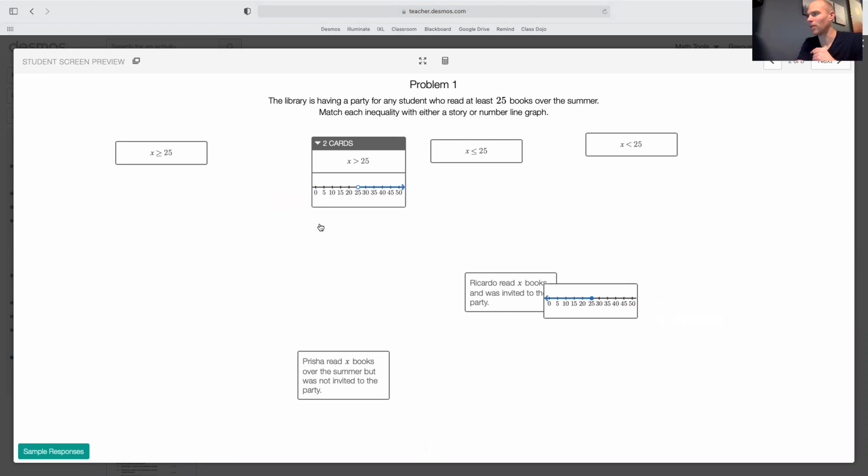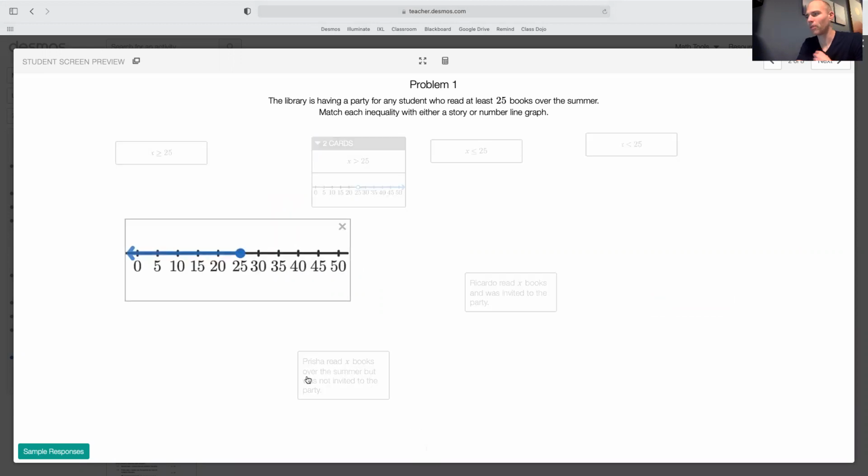Let's do the other number line one. So this one, you should see that the circle over 25 is colored in, or what a mathematician would call closed. And then all the values less than 25 are the ones shaded. So for this one, I'd be looking for something that says x needs to be less than or equal to 25. Do we have that? Yeah, looks like it's right here.